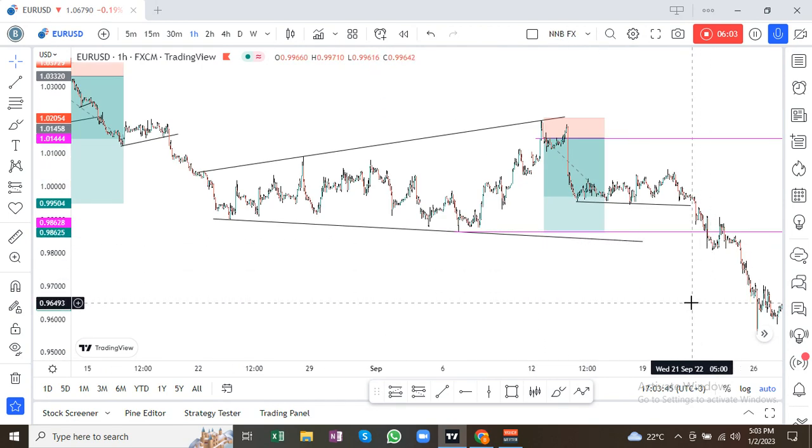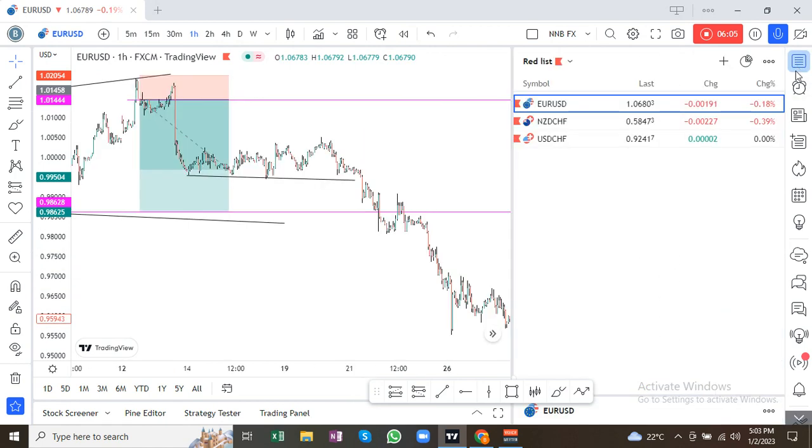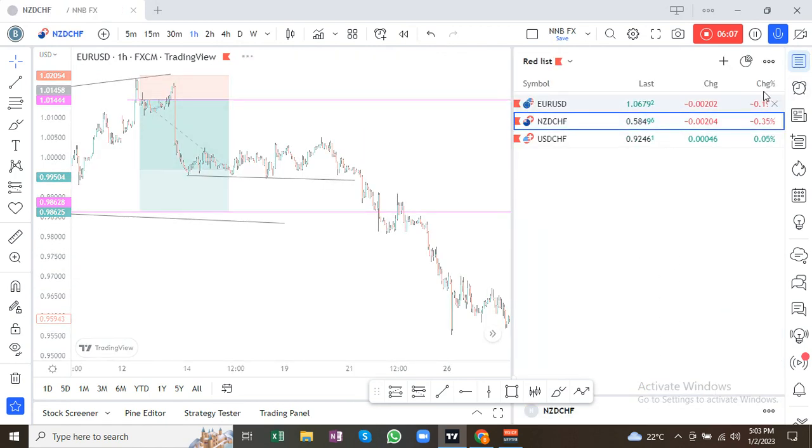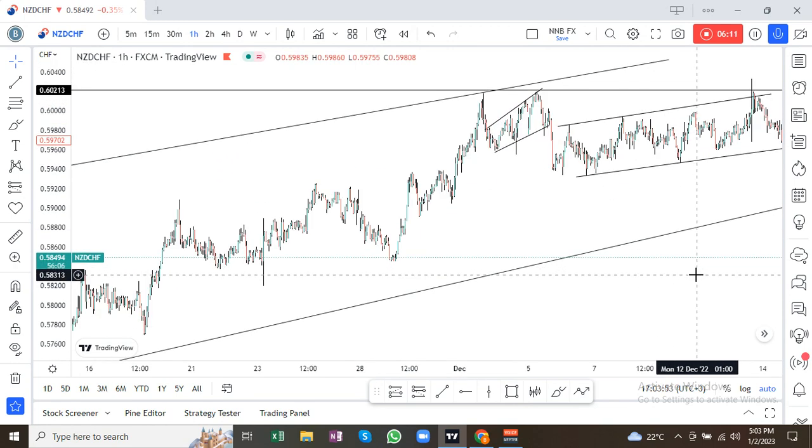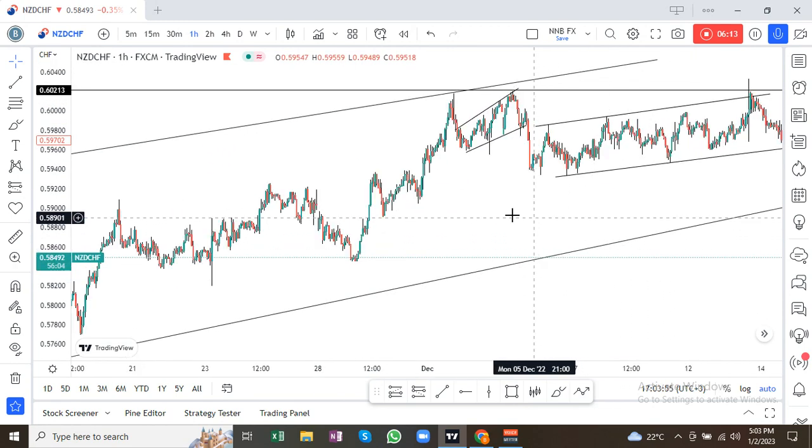We go to the next pair, which is New Zealand Swiss Franc. On this pair, I'll show you on this pair.